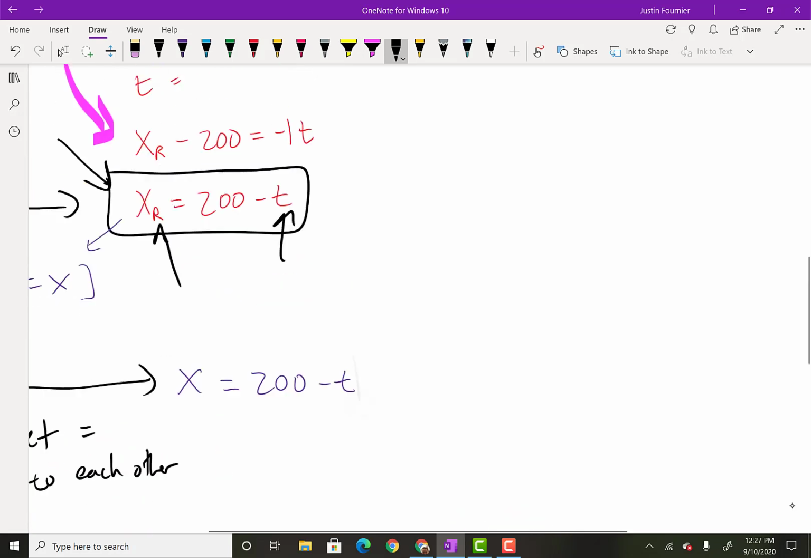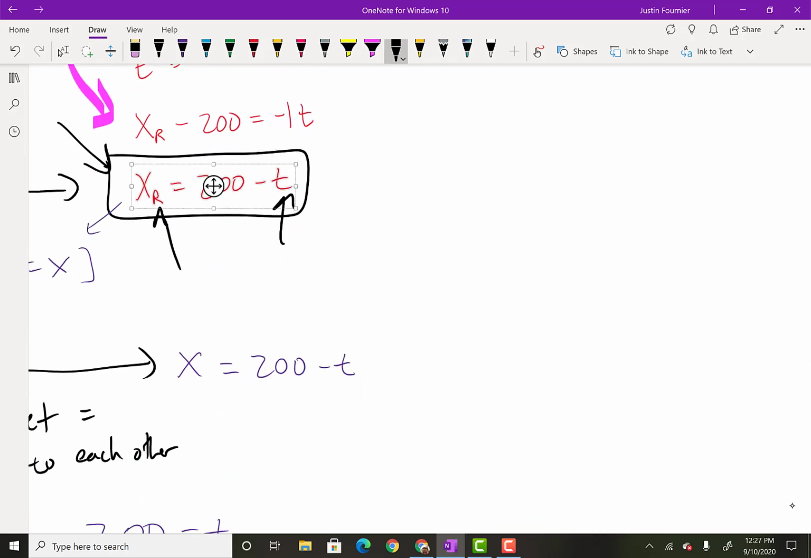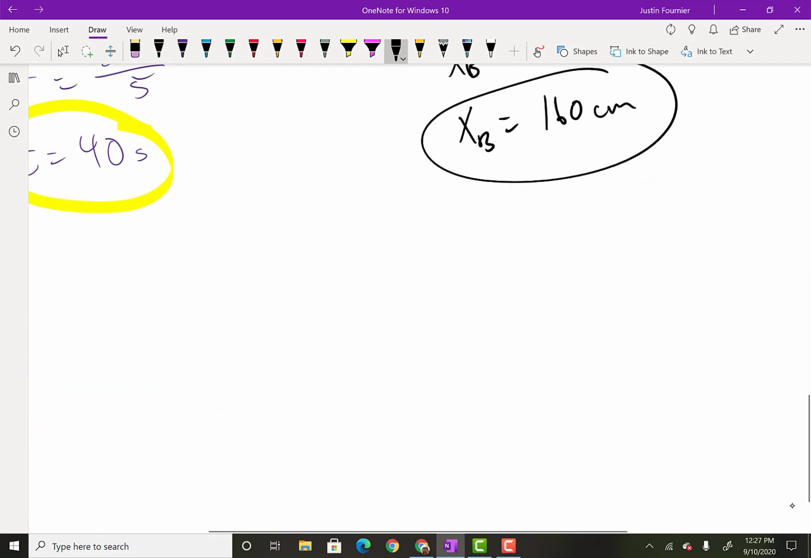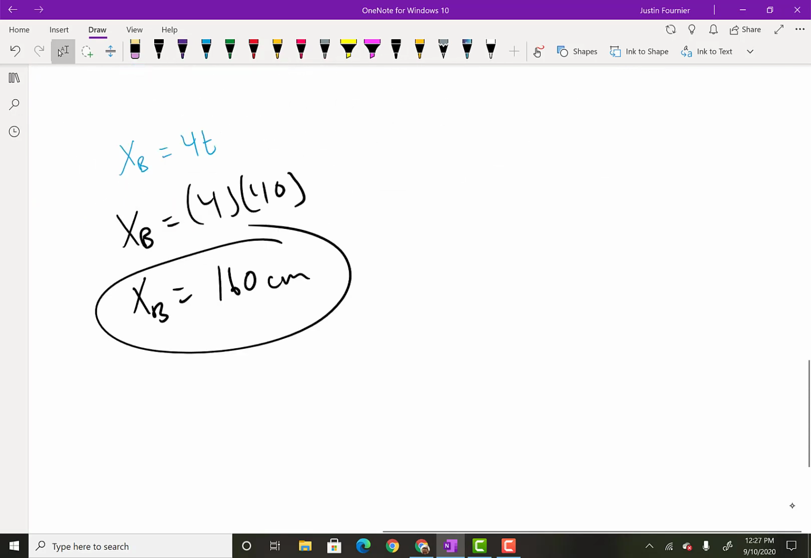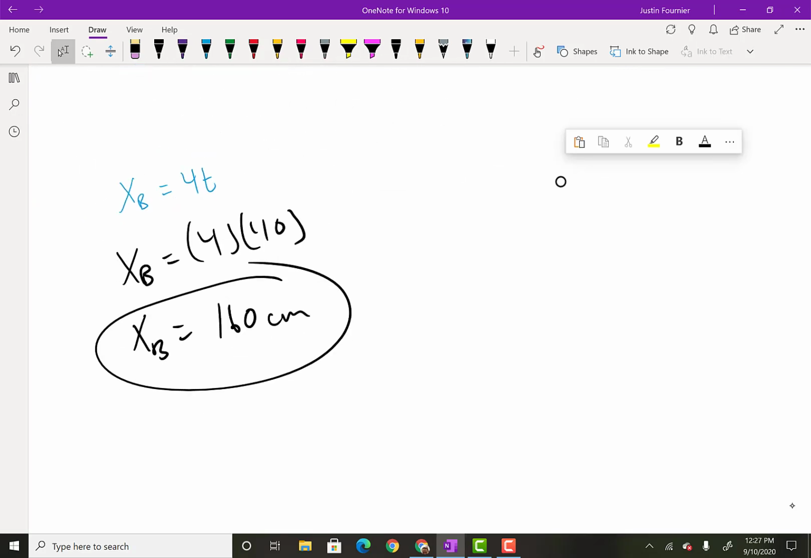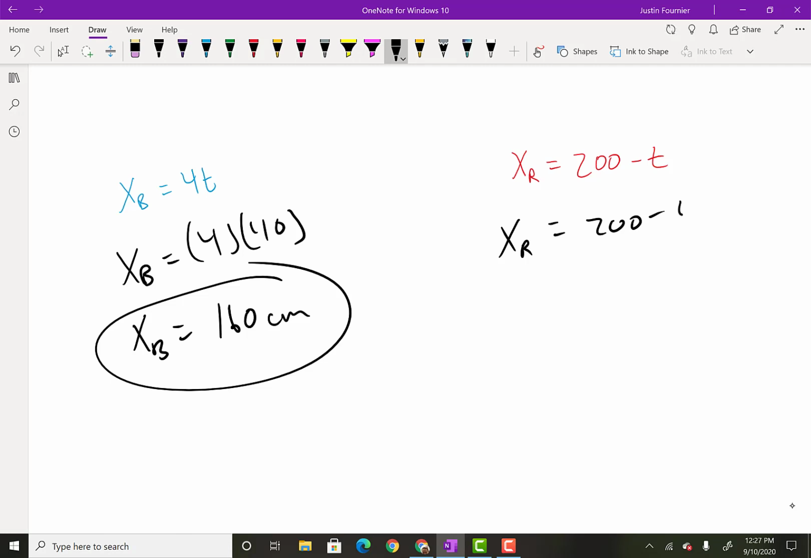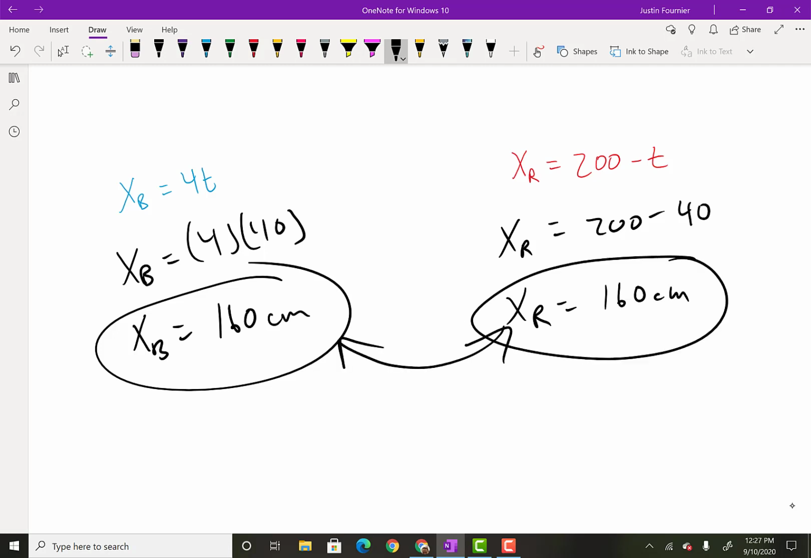And then I'm going to do the same thing now for the red car. Copy. Let's do it over here. Paste. So again, plugging things in. The final position of the red car is equal to 200 minus the time, which is 40 seconds. That's when they meet. So the red car is also going to be 160 centimeters. So it didn't matter which one I plugged in. They're both going to be the same. Why? Because physics works.